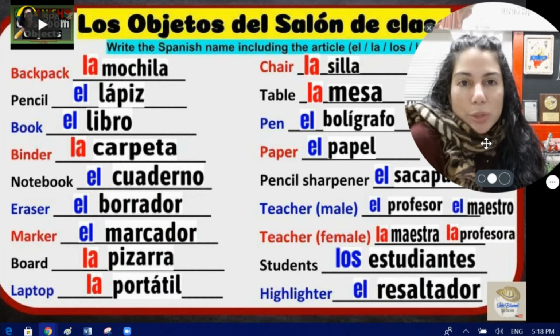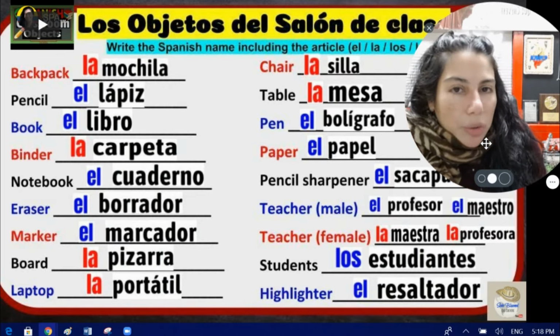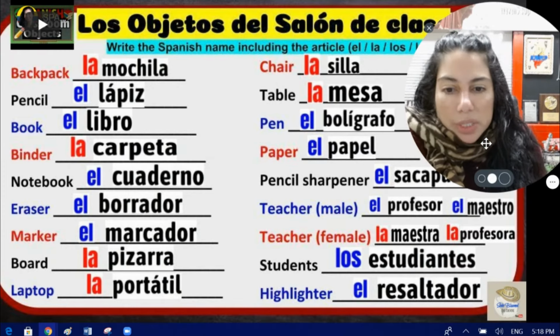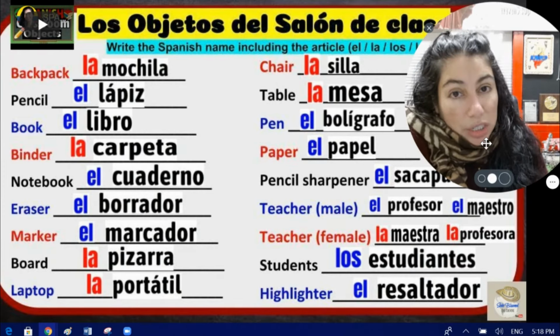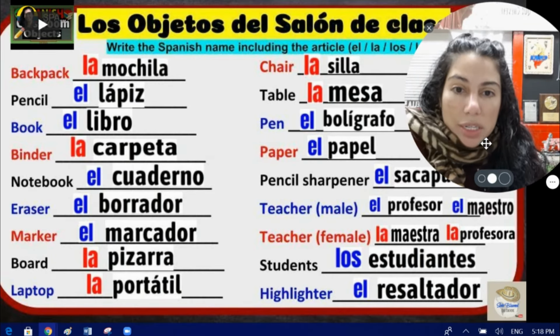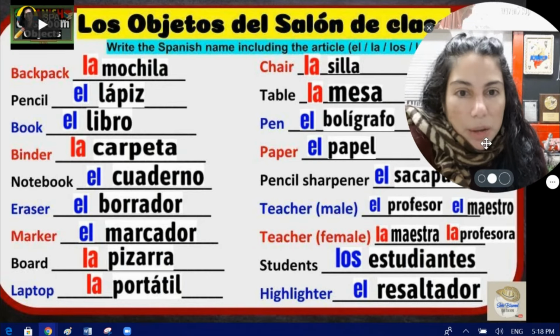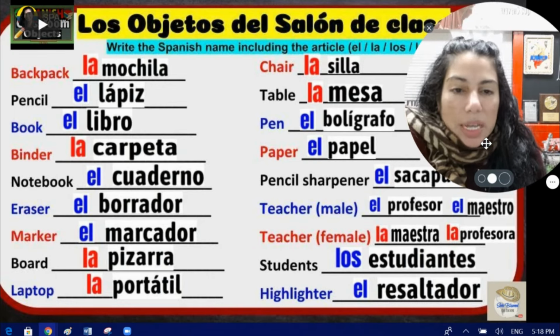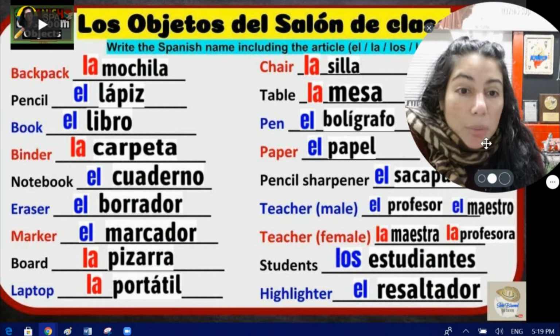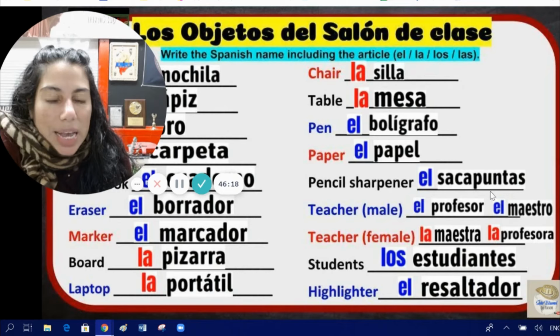So remember, I always say la portátil is like something portable. You can also say la computadora, but I like to say la portátil because that's a word that you don't hear much. And it's one that we use often in Spanish-speaking countries. So la portátil is like Chromebook, laptop. La silla, la mesa, el bolígrafo, el papel, el sacapuntas.